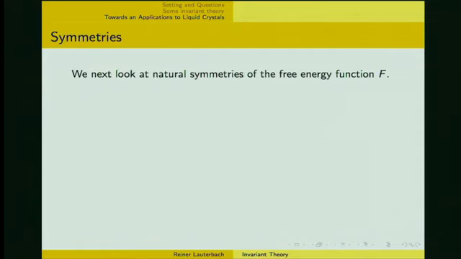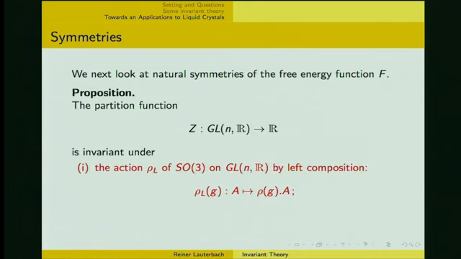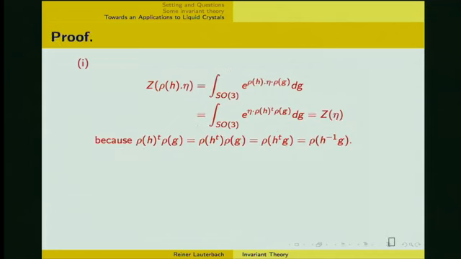So we look at the natural symmetries of the free energy. So we claim that the partition function is invariant under the multiplication with A, where A is an element of GL(N,R), from the left, and we also have that this is invariant under the transposition or taking the dual in GL(N,R). And the proof is very easy.